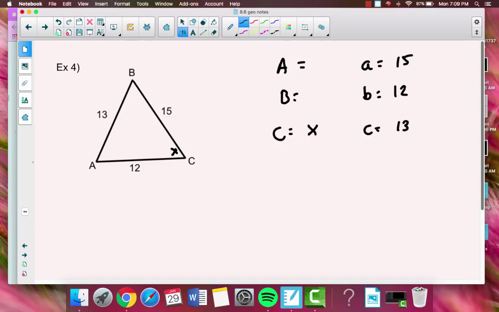So I'm going to go ahead and set up my formula. So notice I'm looking for this set of information. Okay, no full rows, so you can't use law of sines, so we have to use law of cosines. So I'm going to use the c equation.